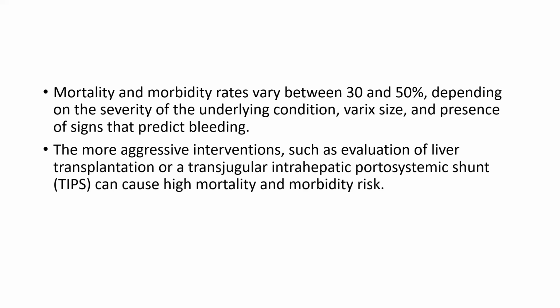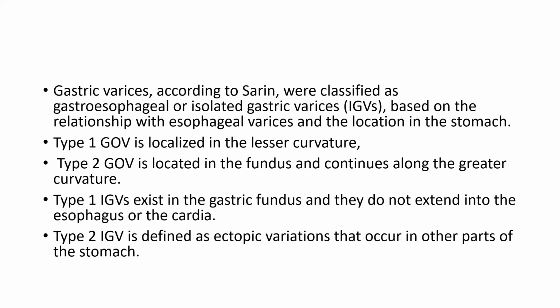More aggressive interventions, such as evaluation for liver transplantation or transjugular intrahepatic portosystemic shunt, carry high mortality and morbidity risk. So the gastric varices, according to Sarin, were classified as gastroesophageal or isolated gastric varices based on the relationship with the esophageal varices and the location in the stomach. Type 1 gastroesophageal varices are located in the lesser curvature. Type 2 gastroesophageal varices are located in the fundus and continue along the greater curvature.